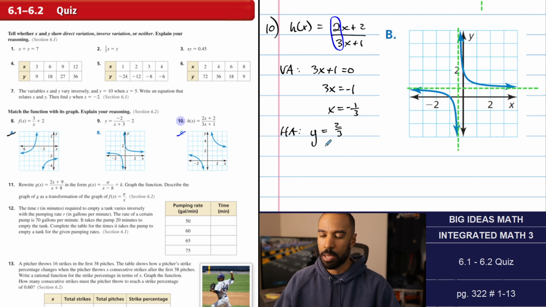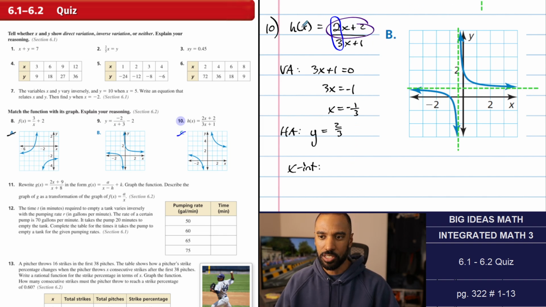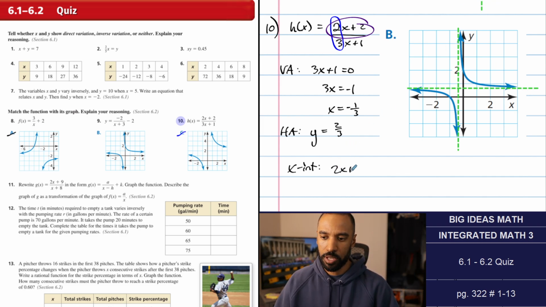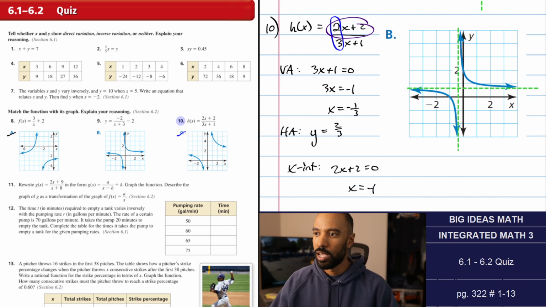An x-intercept, you can find by setting the numerator equal to 0. You have to find out for what value of x gets you a 0 on top, so it gets you 0 for y. So when 2x plus 2 equals 0, subtract 2, divided by 2, you get x is negative 1. And that is a point that's on this graph right there.